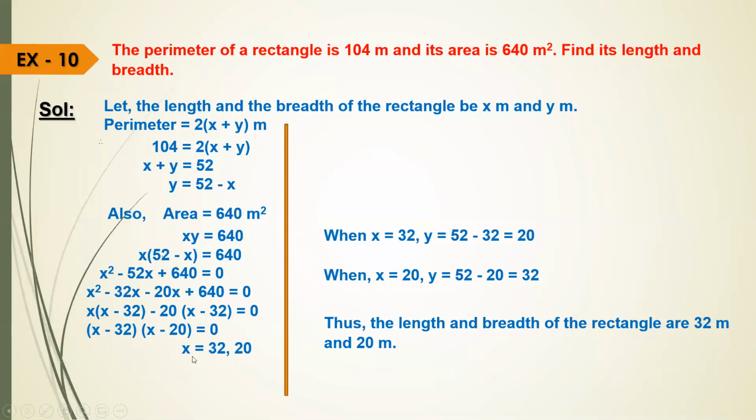And the length and breadth will depend on the first value taken. Means if length which we are taking as x is 32, breadth is 52 minus 32, that is 20. But if length we are taking as 20, breadth is 52 minus 20, that will come 32. So if x is 32, y is 20. If x is 20, y is 32. Finally, we will get the same rectangle with horizontal dimensions used here or vertical dimensions used.